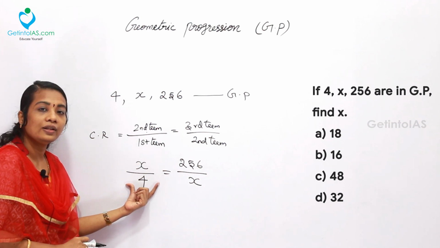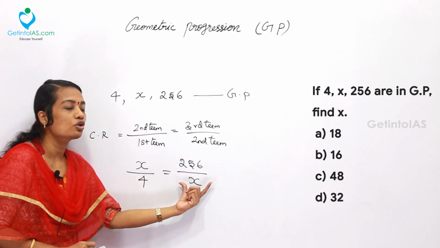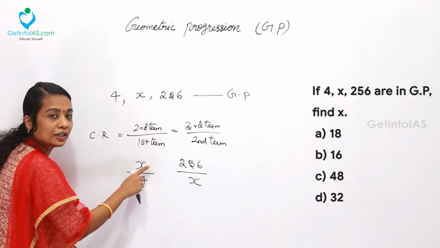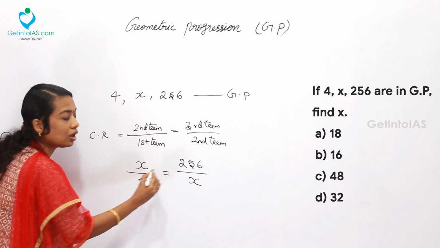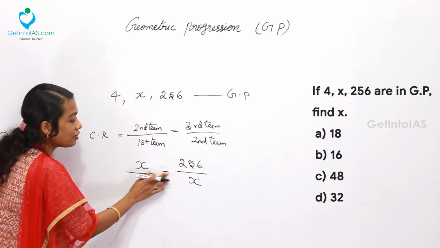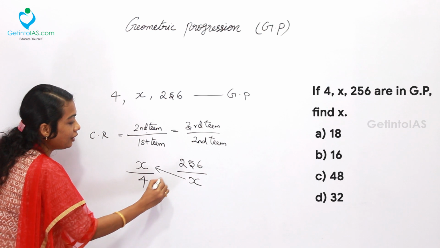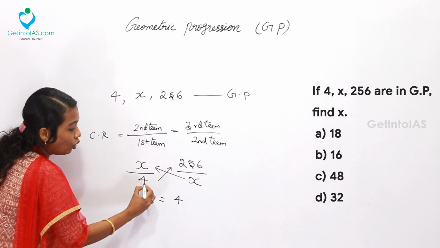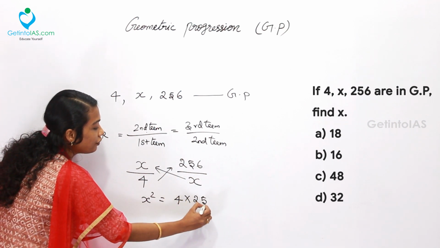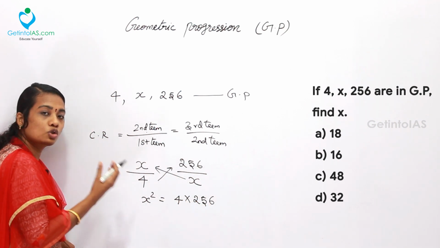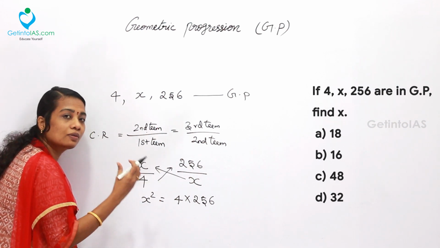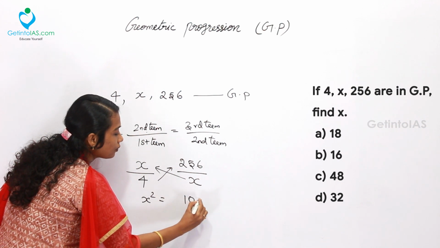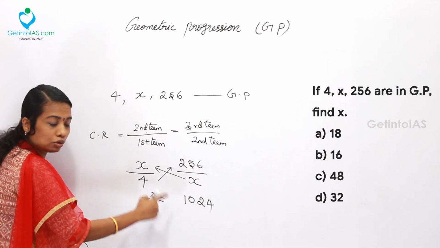So while dividing this, what will you get? This is the common ratio, and here also the common ratio. Now simply, in order to find x, you can cross multiply these values. Why? Because they are equal to each other. Let's do that. Cross multiplying, x into x square will be equal to 4 into 256. What is 4 times 256? 4 into 250 is 1000, 4 into 6 is 24, so 1024. So x square is equal to 1024.